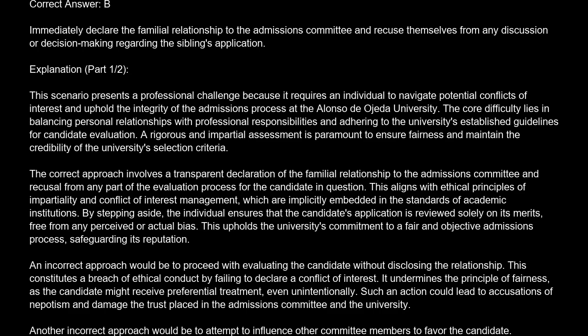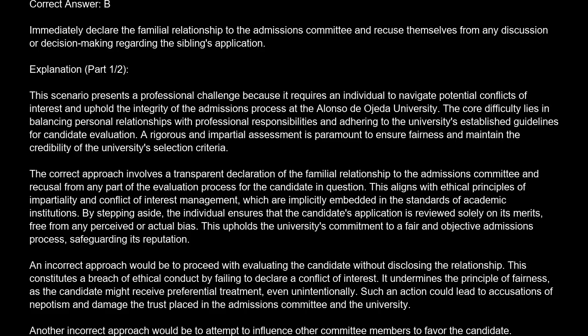The correct answer is B. Immediately declare the familial relationship to the admissions committee and recuse themselves from any discussion or decision-making regarding the sibling's application. Explanation. This scenario presents a professional challenge because it requires an individual to navigate potential conflicts of interest and uphold the integrity of the admissions process at the Alonso de Ojeda University. The core difficulty lies in balancing personal relationships with professional responsibilities and adhering to the university's established guidelines for candidate evaluation. A rigorous and impartial assessment is paramount to ensure fairness and maintain the credibility of the university's selection criteria.